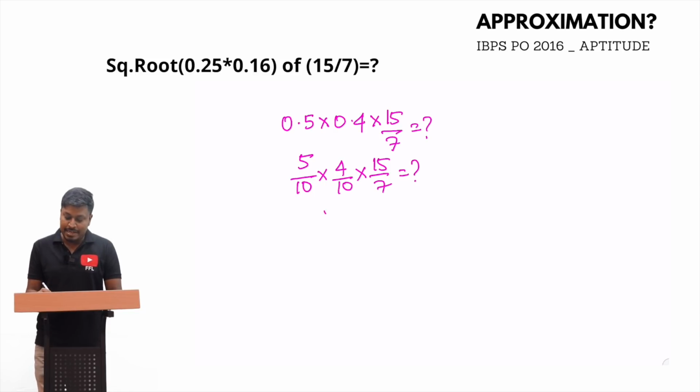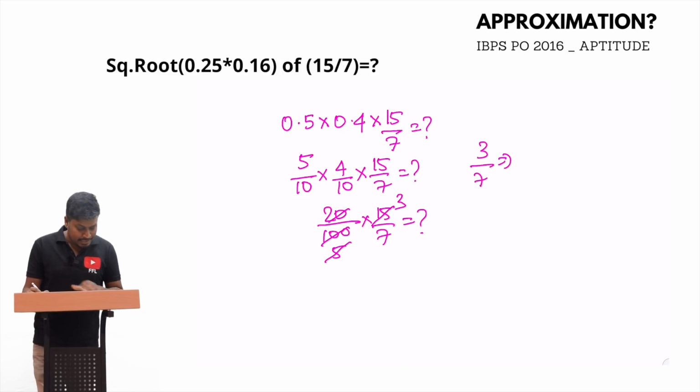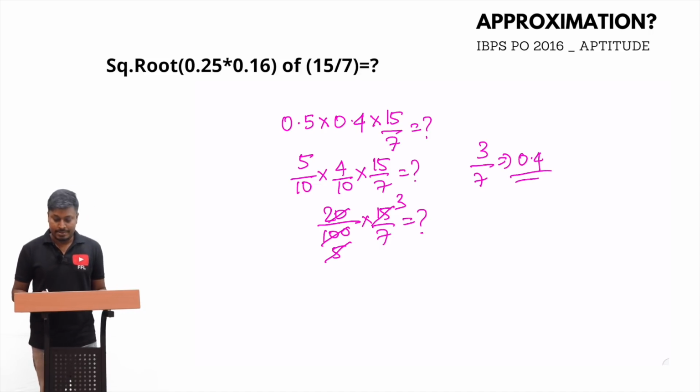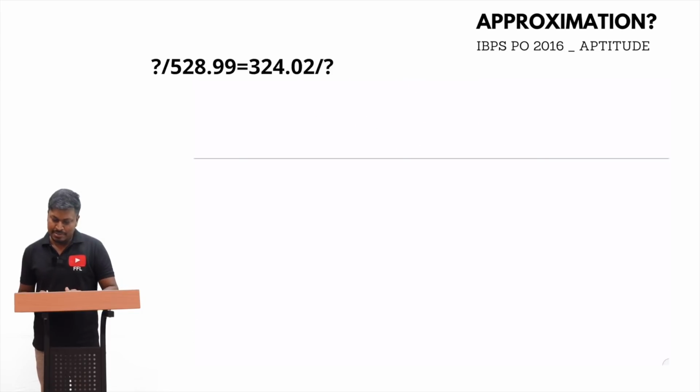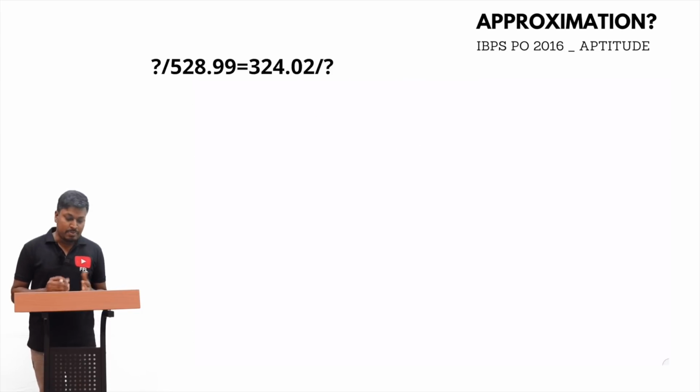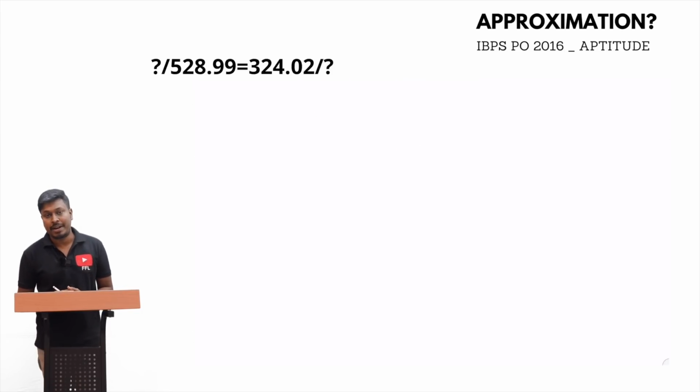So we can say 20 by 100 into 15 by 7 is equal to question mark. So this will be 5 times, this will be 3 times, so 3 by 7. So 3 by 7 will be 0.43, which is option number A. 4 something. So we can say that option number A will be your answer. Got it? See how simple it is. Approximation is mostly simple, but it requires more practice.